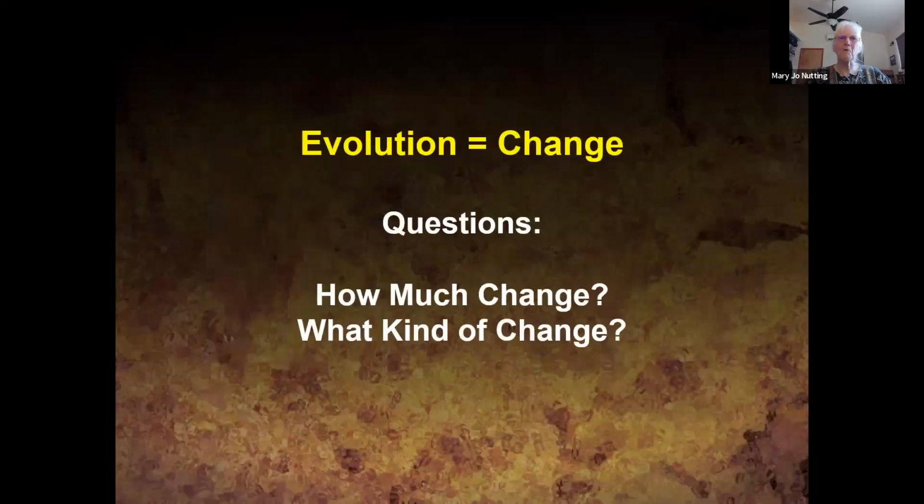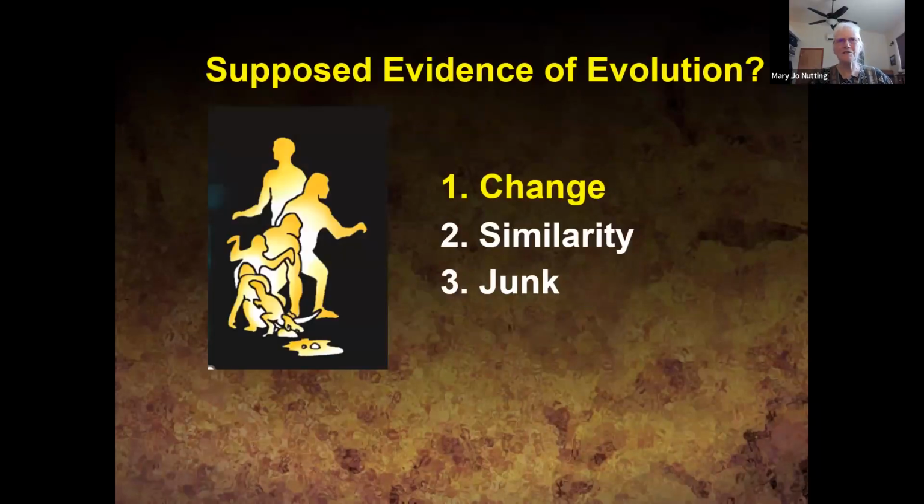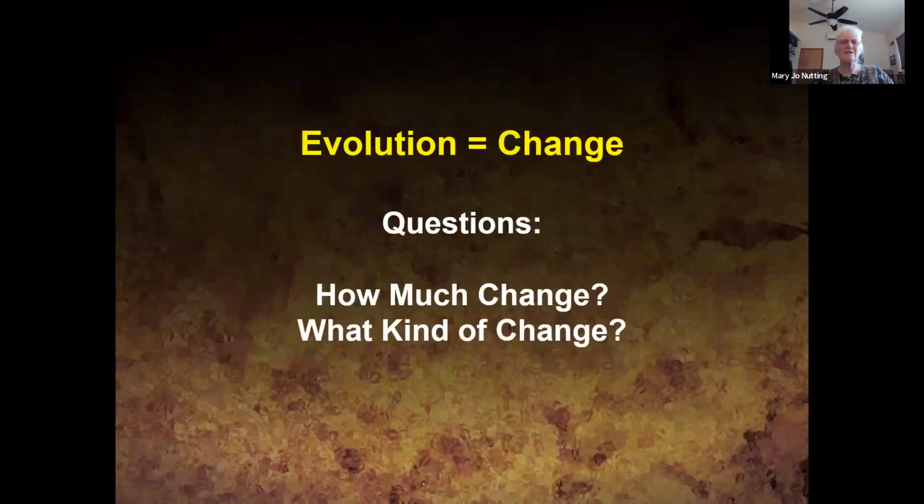Three of the broad categories are change, similarity, and junk. We're going to deal first with change, because the word evolution simply means change. And so then you have to ask some questions. How much change are we talking about? And what kind of change are we talking about?